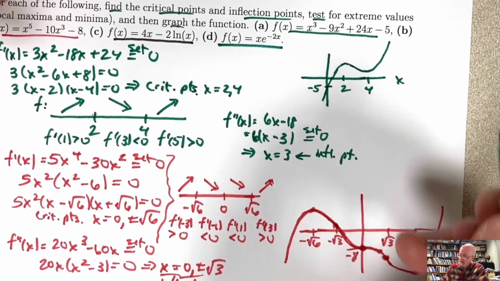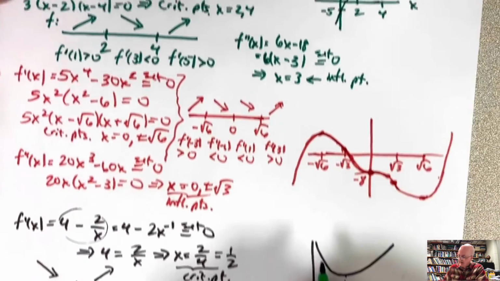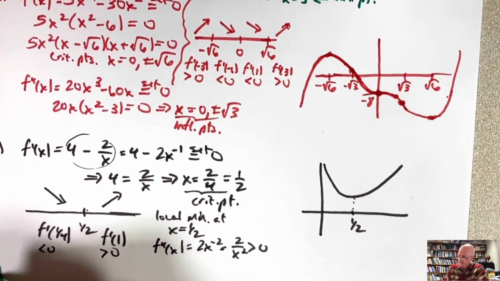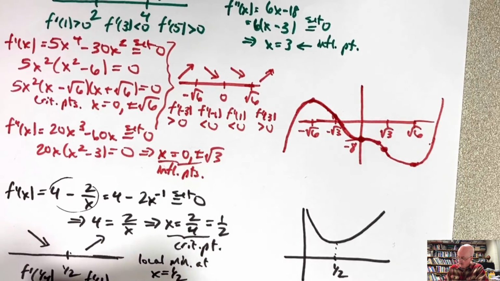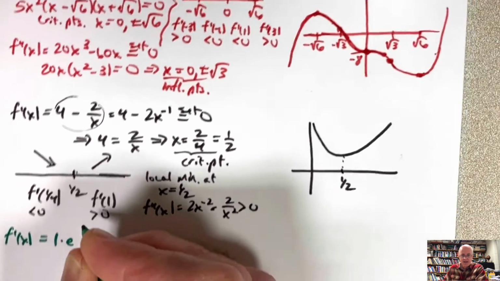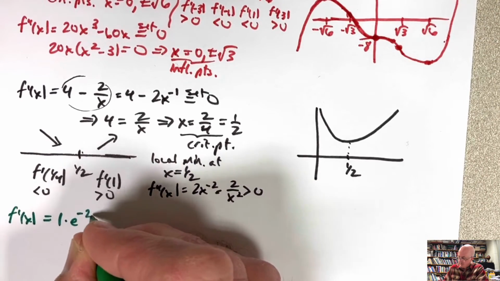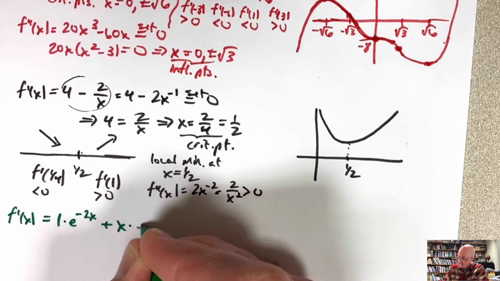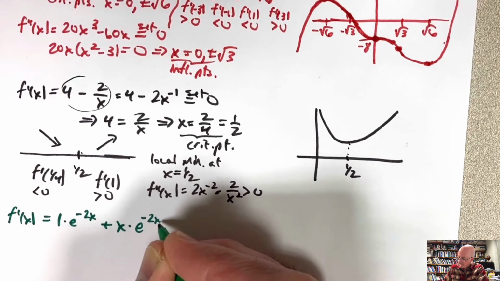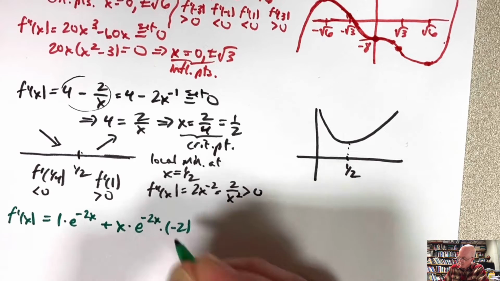Part D, f of x is x times e to the negative 2x. And we need the product rule and chain rule to differentiate this. f prime of x, the derivative of x is 1. 1 times the second function gives you 1 times e to the negative 2x, plus the first function x times the derivative of the second. The derivative of e to the negative 2x is e to the negative 2x times negative 2.